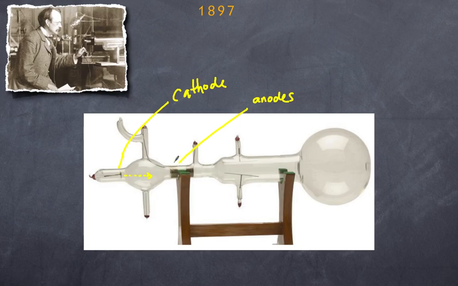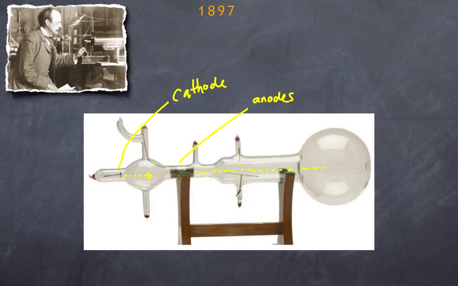So because they're positively charged, and the view was that they were negatively charged, they accelerated through these anodes. And if you look very carefully, you can see there's a slit here. So what JJ Thomson was able to produce was a very narrow beam of cathode rays.